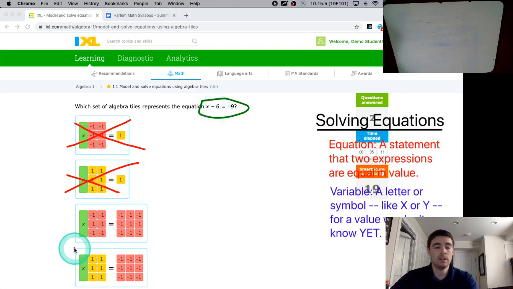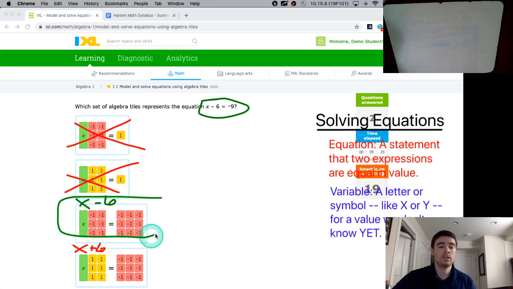This one right here says x plus 6 because there are 6 positive 1 tiles. Versus this one up here says x minus 6. This is our correct answer because I have 6 of the negative red tiles. So that's ultimately how I know that this third one here is our correct answer.